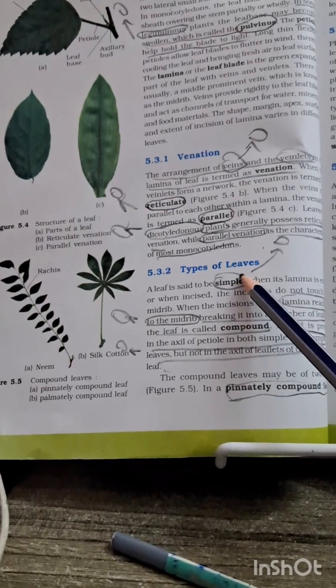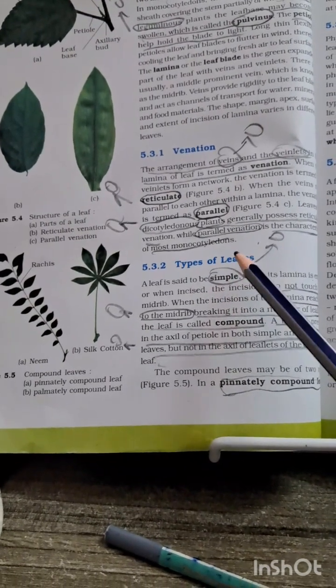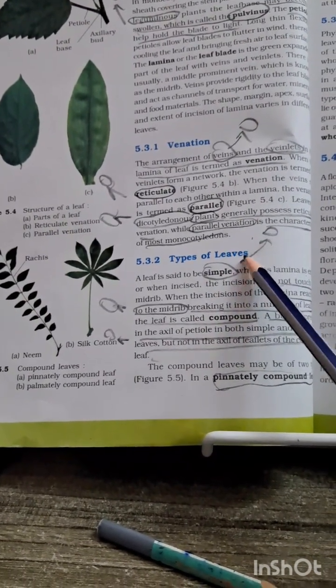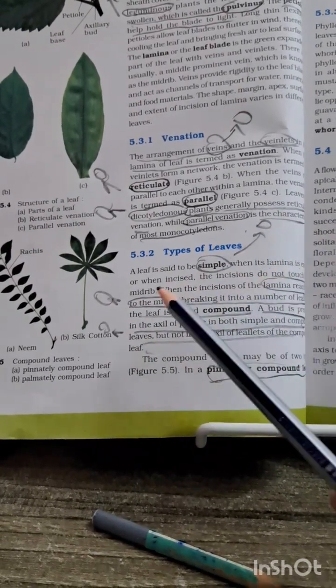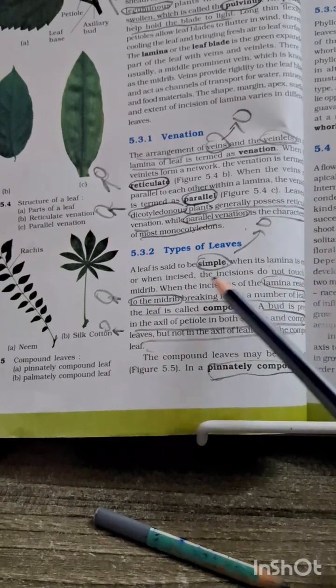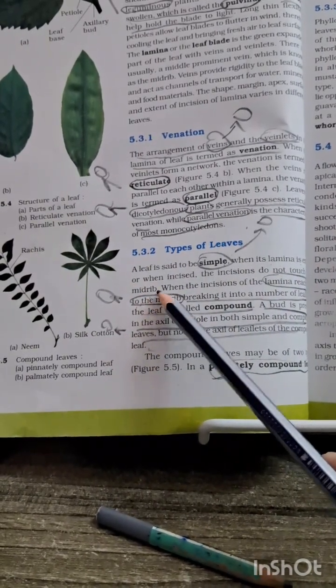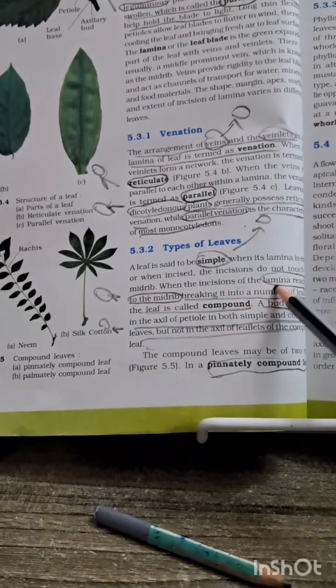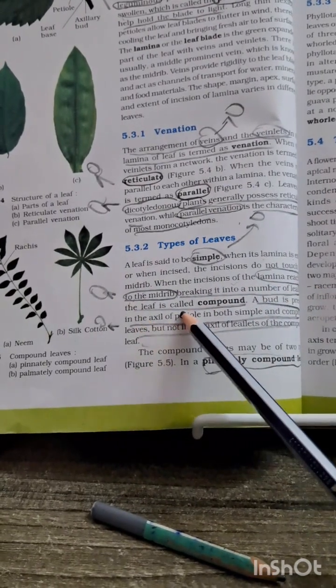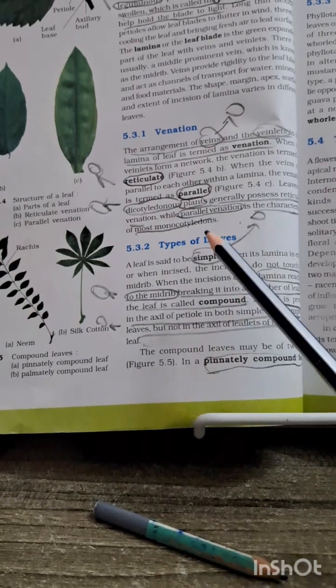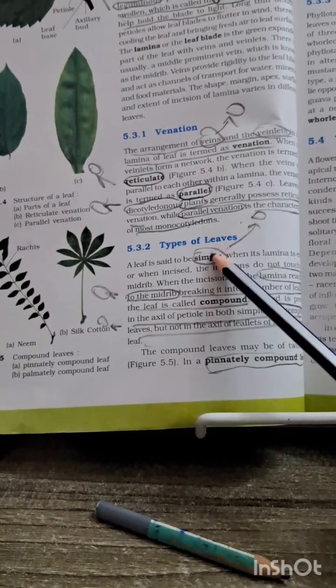Now types of leaves, this is a very important portion, and you cannot afford to skip this one because many multiple questions have been asked from this portion. Now a leaf is said to be simple when the lamina is entire or when the incisions do not touch the midrib. So you have to be very clear, when the incisions of the lamina reach the midrib, breaking it into a number of leaflets, the leaf is called compound. So you have to be very clear about the difference between simple and compound leaf.